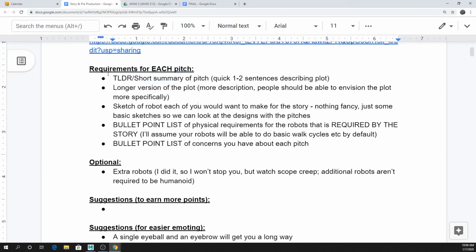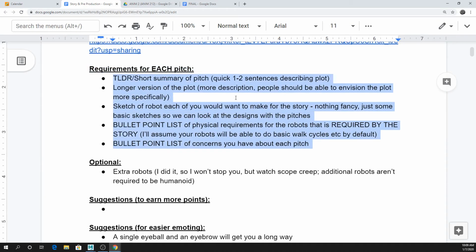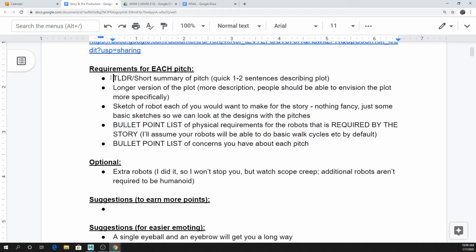But for each pitch, I want basically 5 things, and they don't need to be super in-depth for most of them. So just a brief summary of what the story is. It can be 1 or 2 sentences, just like robot wakes up, his roommate tries to feed him burnt pancakes, and he gets mad. That's literally all I want for that.